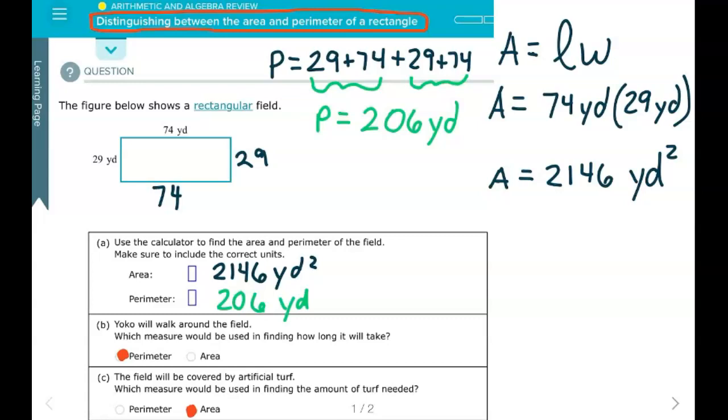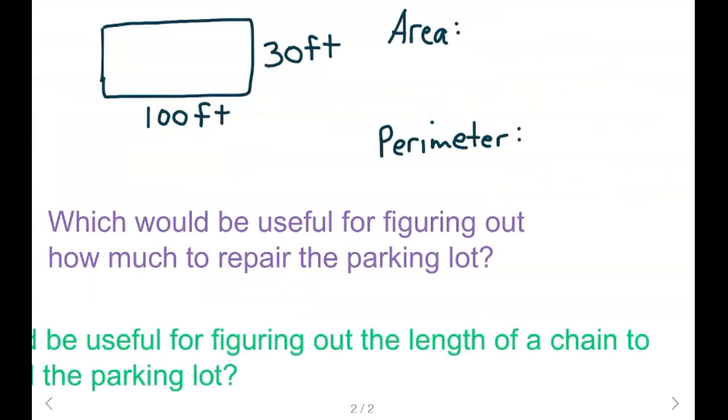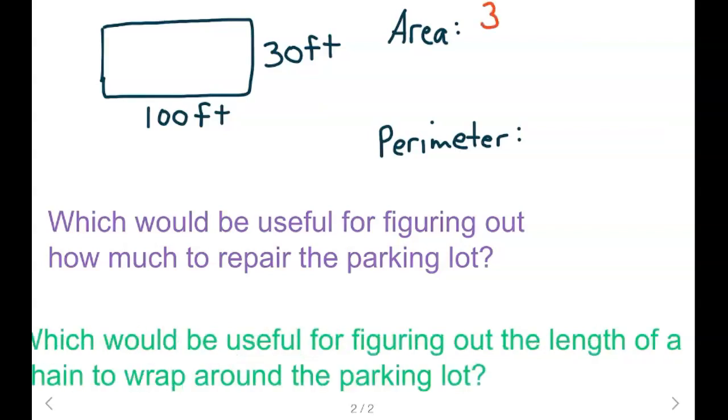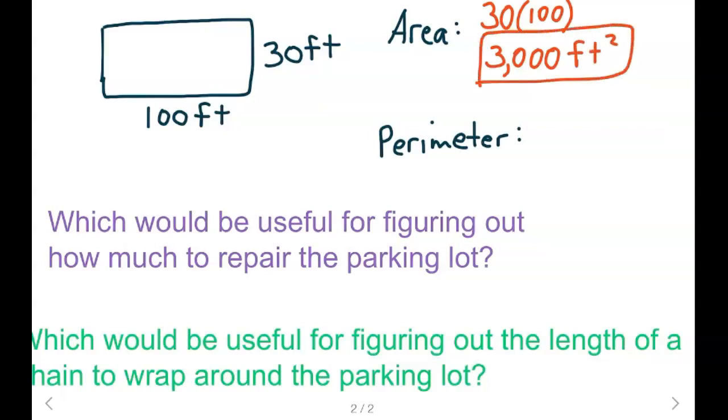Let's look at another situation here. All right, so we've got a parking lot. It's this rectangle parking lot. The area is going to be found by doing the length times the width. So 30 times 100 gives us 3,000, and our units, feet times feet, is feet squared. So make sure you have square units for our area.